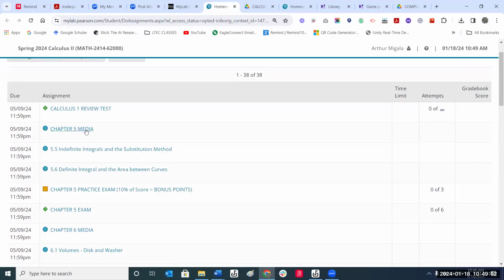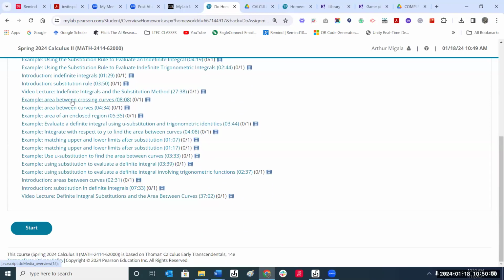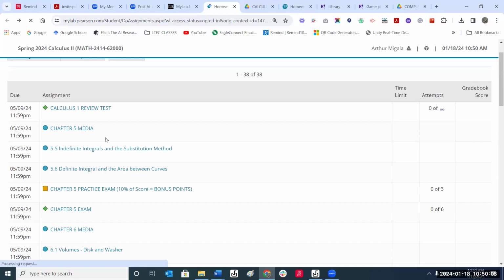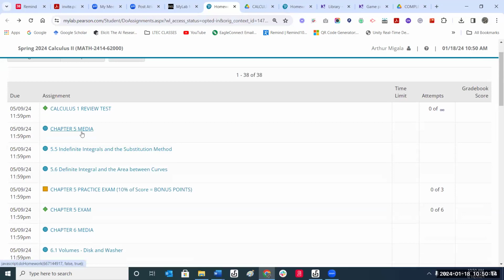You'll see these marked as media. Those are all the videos that the textbook has on those topics. But in order to put them on this page, I had to make them into an assignment. At the end of the semester, even though it says a score, I will delete those. So even if you get 100 on here, don't worry about it. It's not going to help you. Anything that says media is only there to help you during the semester. At the end, I delete those.